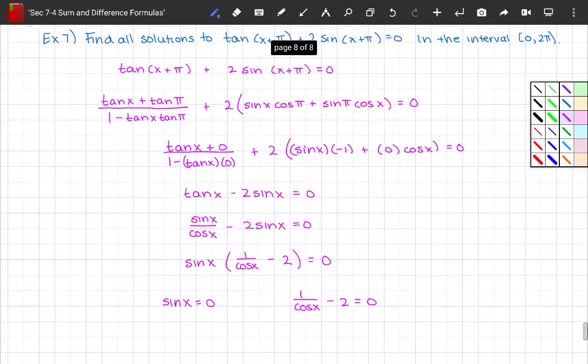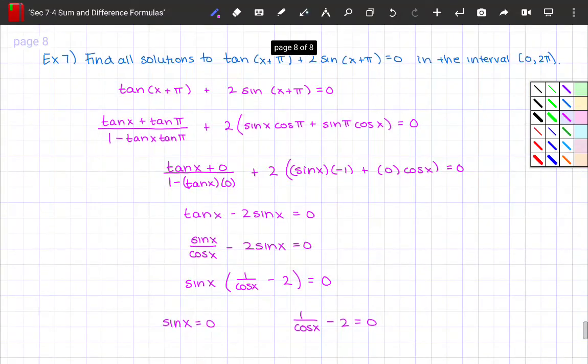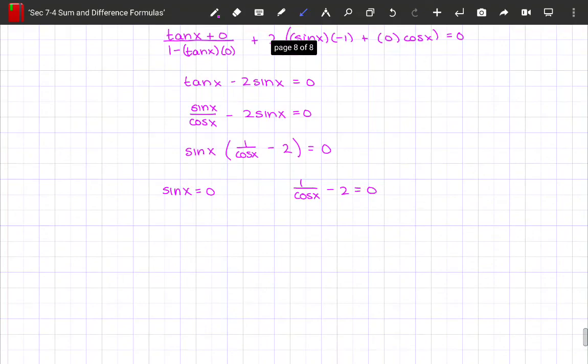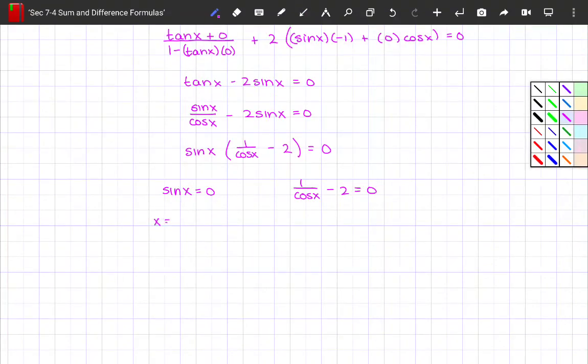So this one's already solved. Let's see, I wanted to double check. We are in the interval 0 to 2 pi. So I only need to worry about one rotation. Not all solutions, just one rotation of the circle. Sine is 0 at 0 and pi. Over here I get 1 over cosine equals 2. If I take the reciprocal of both sides, I get cosine x equals 1/2.